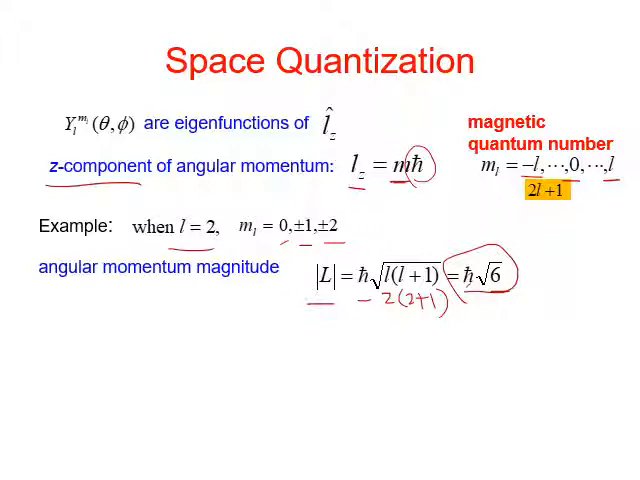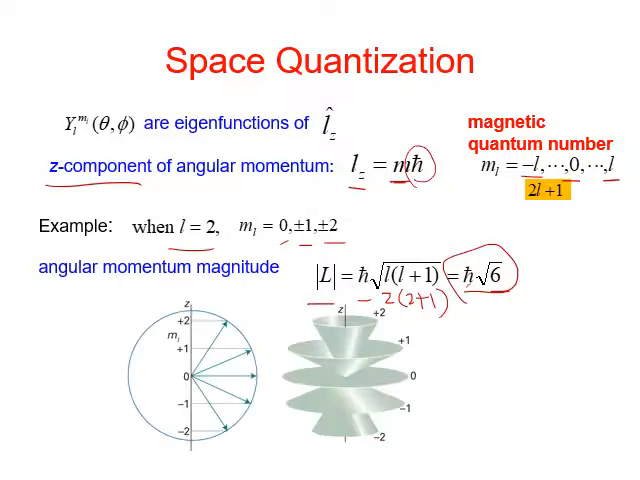So how do you visualize it? Here is a diagram that can help you understand this. It shows 5 cones. All these cones have the same magnitude, h bar times the square root of 6. That's the angular momentum value, the magnitude. But the direction can be here or here or here. You don't know the x, y direction, but they all have the same z component.